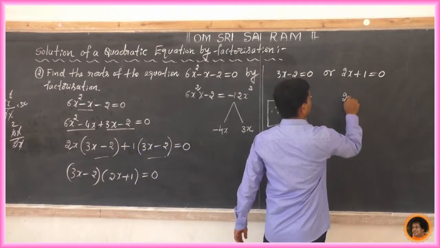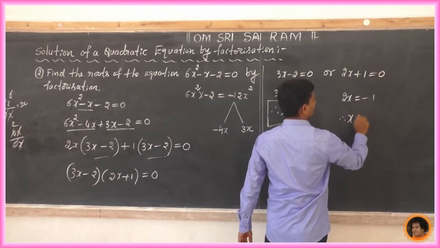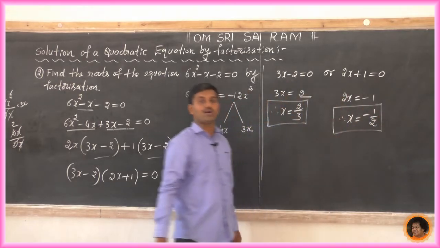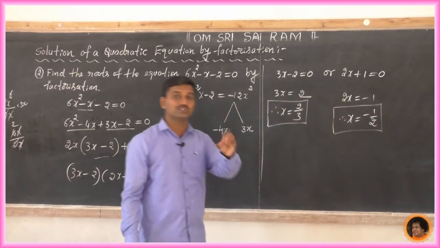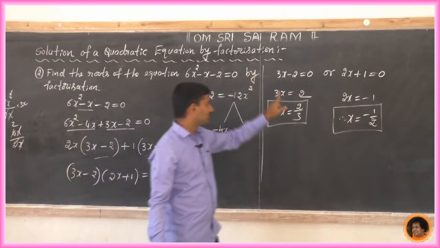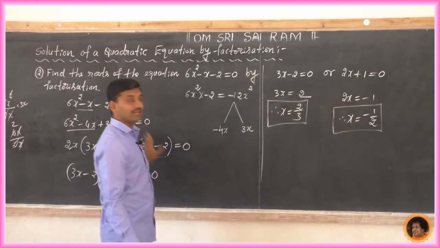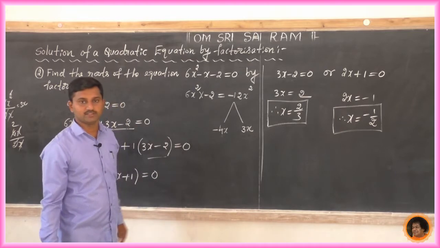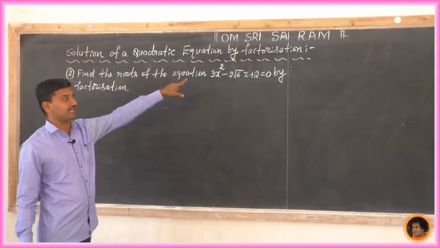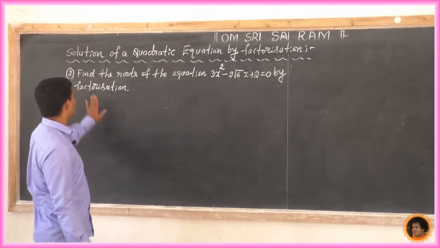And here 2x = −1, with +1 transposed to the right-hand side as −1. Therefore x = −1/2. So these are the solutions of the quadratic equation, or in other words, the roots of the quadratic equation 6x² − x − 2 = 0. The roots are 2/3 and −1/2. This method is known as the factorization method. So the next question: find the roots of the equation 3x² − 2√6x + 2 = 0 by factorization.